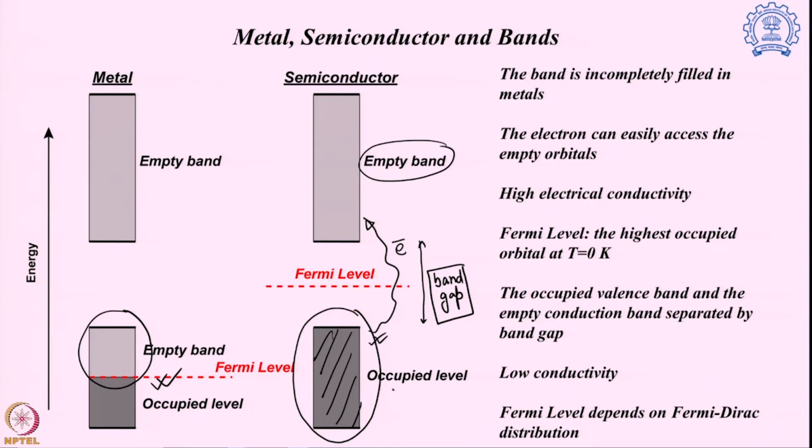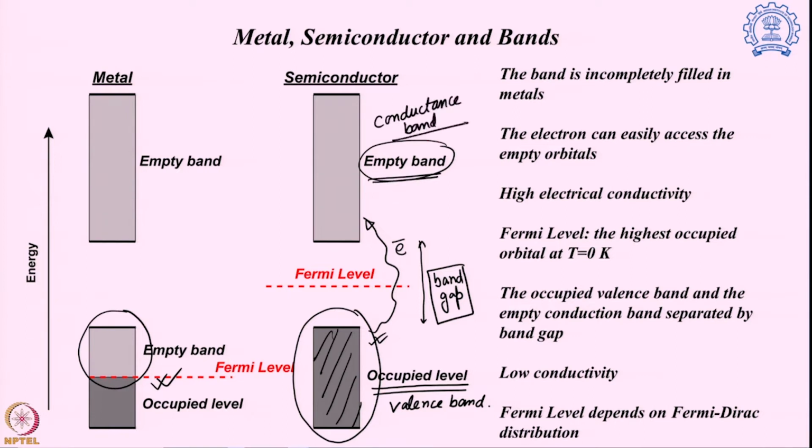Generally in semiconductors, these occupied levels are called the valence band, whereas this empty or higher energy band is known as the conduction band.